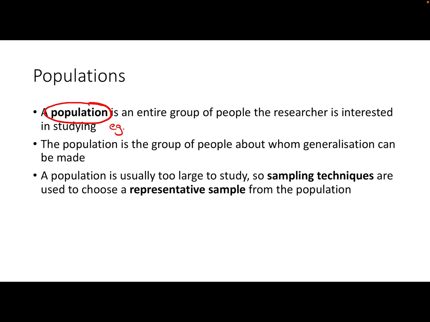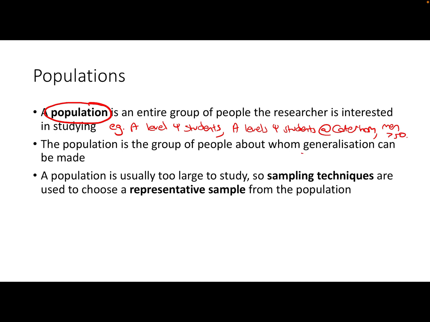An example of a population could be A-level psychology students. A population could be A-level psychology students at Caterham. An example could be men over 50, etc. So the population is the entire group of people that you're interested in studying. But we typically don't include every single person from our population in our study because it's just too time consuming and we don't actually need it.